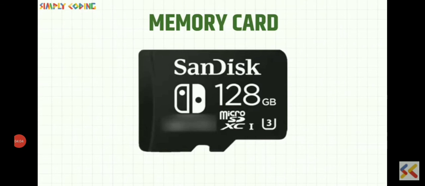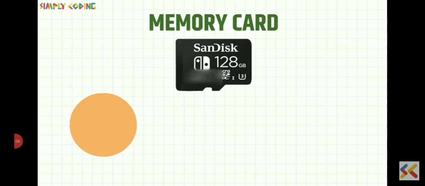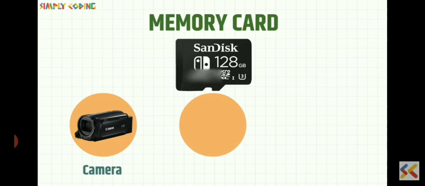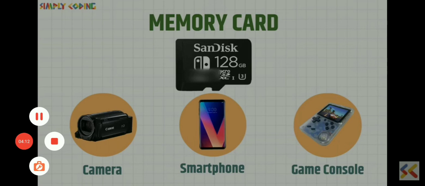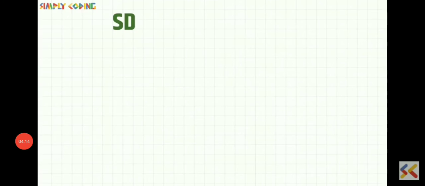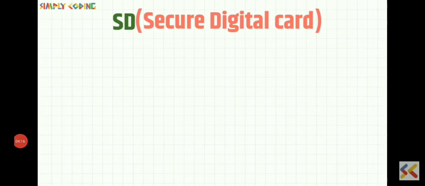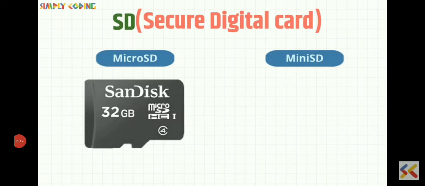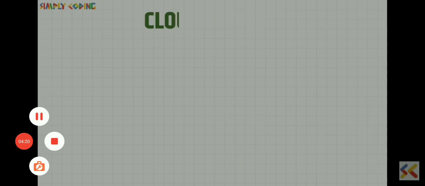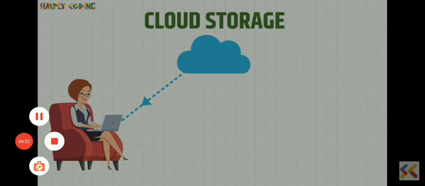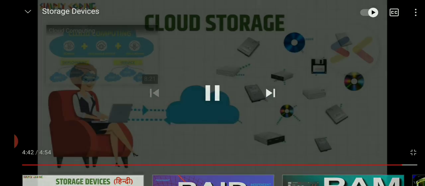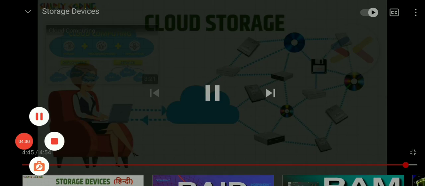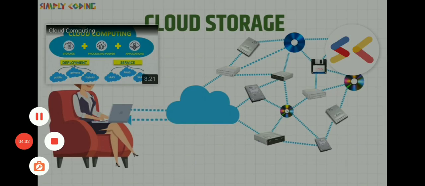A memory card is used to store photos and videos in cameras, smartphones and gaming consoles. They can store images up to 128 GB. An SD or secure digital card comes in micro SD or mini SD size as well. Nowadays, storing data online and in the cloud is becoming popular as people need to access a network of remote servers which are either magnetic or optical.